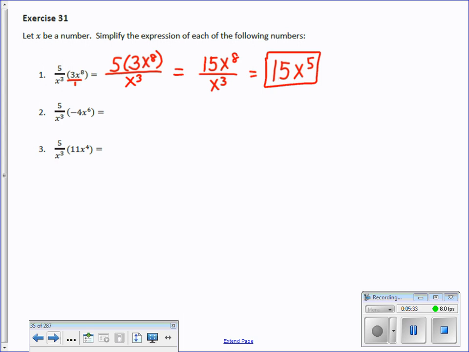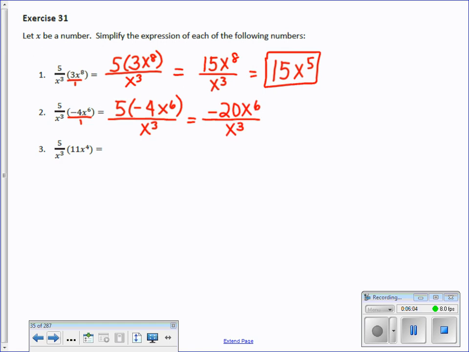Let's try another one. Number 2. Again, the negative 4x to the 6th is really over 1. So to clean it up, I would write it as 5 times negative 4 x to the 6th divided by x cubed. X cubed times 1 is x cubed. When I go to evaluate the numerator, 5 times negative 4, negative 20 x to the 6th divided by x cubed.